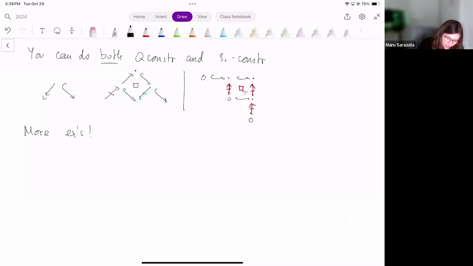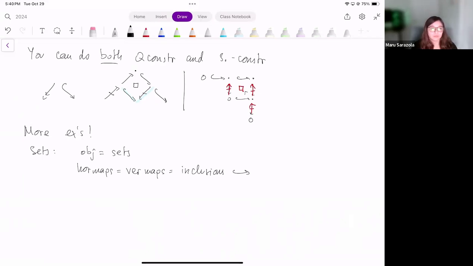For instance, you can do sets. So this is not the most exciting of examples, but it's very illustrative. So how would you do sets in this double category language? You would take as your objects just sets, and as your horizontal maps and vertical maps, I'm going to take inclusions of sets.